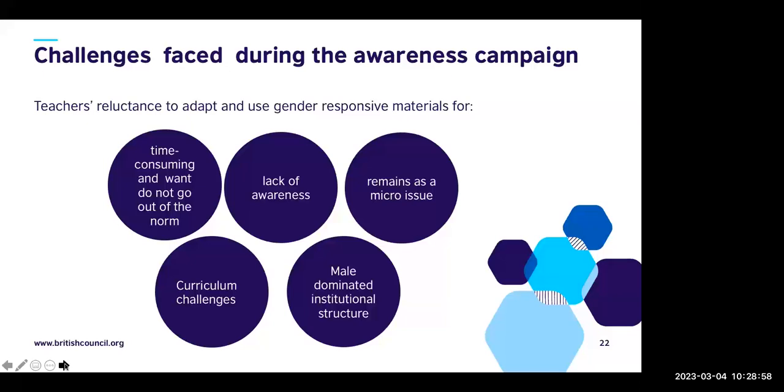So this is another challenge. Another is male-dominated institutional structure. Our university, new university, we have 29 staff, out of which only 2 are women, including the secretary. All structures, including the department and committees, are being headed by male teachers.